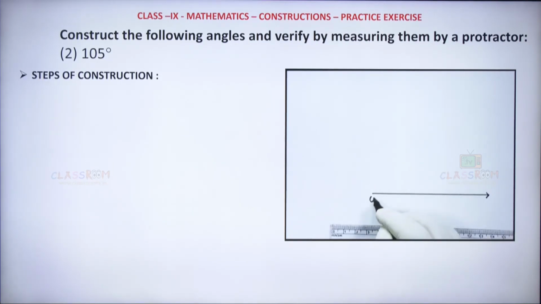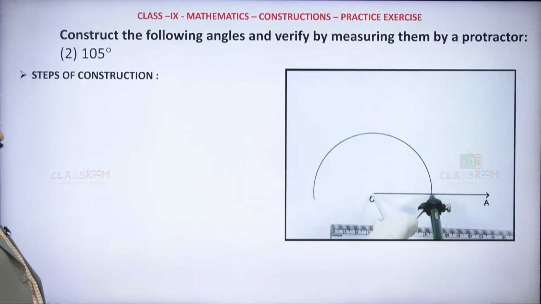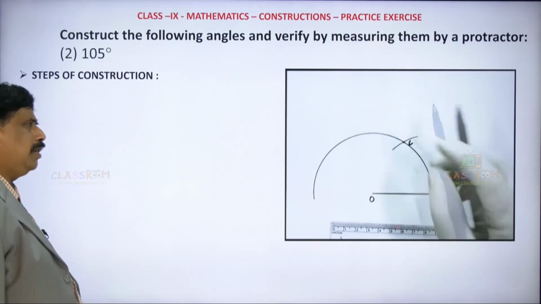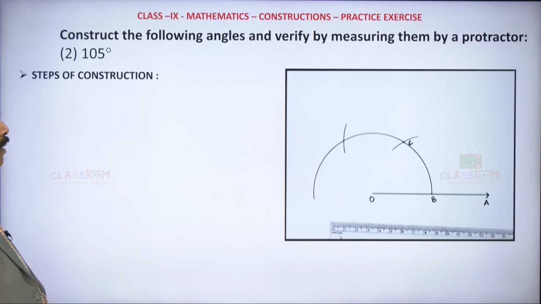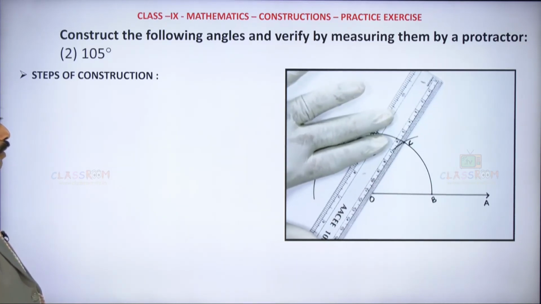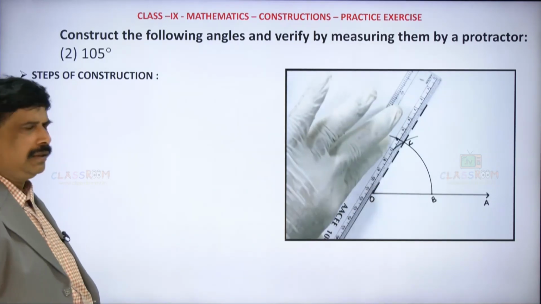First draw OA. Taking O as center and some convenient radius, draw an arc intersecting OA at B. With B as center and the same radius, draw an arc intersecting the semicircle at C. With C as center, draw another arc which intersects at D. This is the same procedure we have learned so far, drawing 90 first.